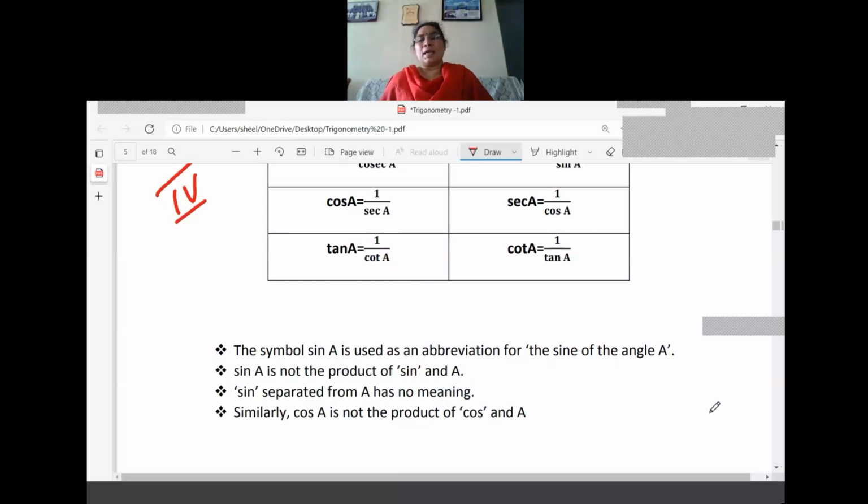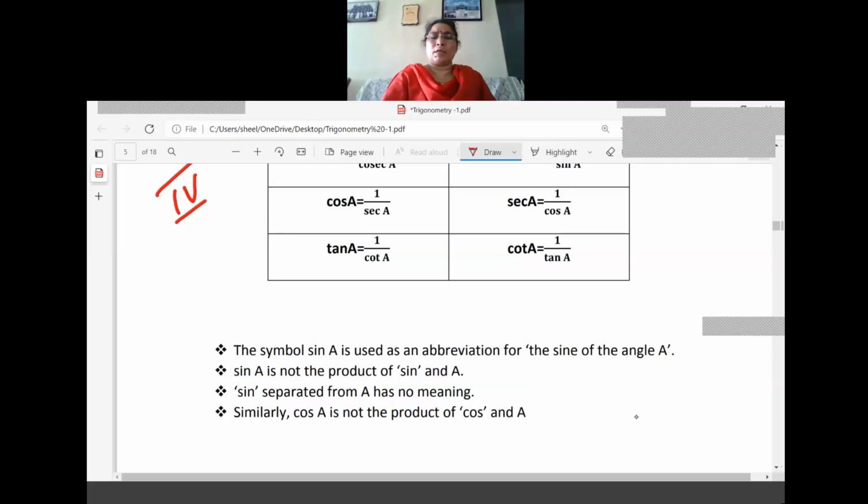Okay. Now, what is another note we are having here? The symbol sin A is used as an abbreviation of sine of the angle A. Don't think that it is a product of sine and A. Sometimes children will read it like that, but there is no need of reading like that. Sine A means it is not just taking the product. It is an abbreviation of sine of the angle A. Similarly, cos A means cosine of angle A, and tan A means tangent of angle A. Sine separated from A has no meaning. Similarly, cos A is not the product of cos and A.